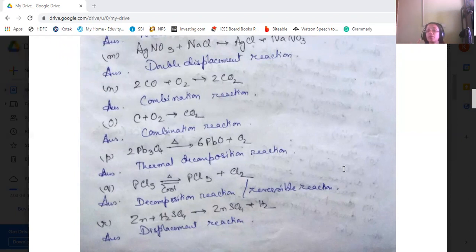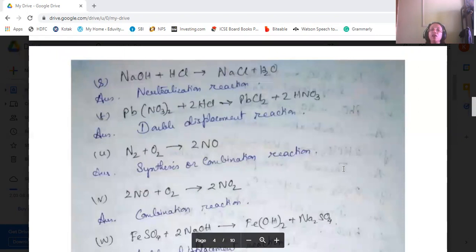Then zinc displaces hydrogen from sulfuric acid to form zinc sulfate and hydrogen. So that is a displacement reaction. Then sodium hydroxide, that's a base, reacts with hydrochloric acid to form sodium chloride and water. That's a neutralization reaction. Then lead nitrate reacting with hydrochloric acid forms lead chloride and nitric acid.